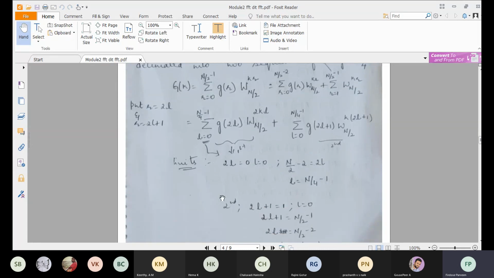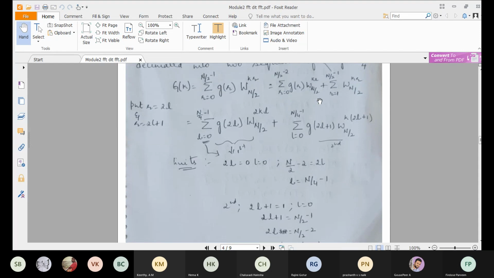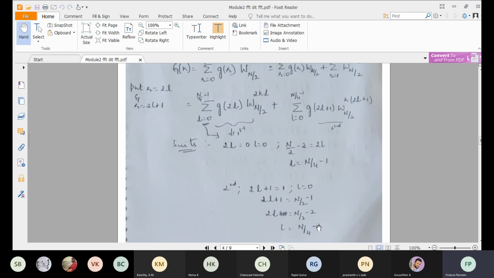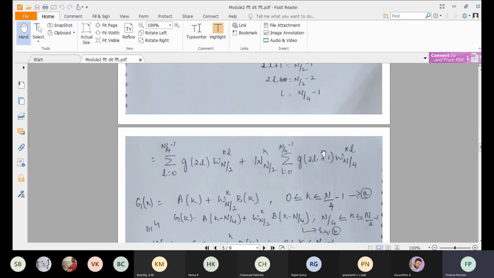And for the second one also the same thing, 2l plus 1. So r equal to 1 we are having here, so 2l plus 1 will be equal to 1, so l will be equal to 0. So I'll put l equal to 0. Next, 2l plus 1 will be equal to n by 2 minus 1. I will equate, and l is nothing but n by 4 minus 1. Again g of 2l plus 1, W n by 2 to the power of k into 2l plus 1, the same way as we have done previously.